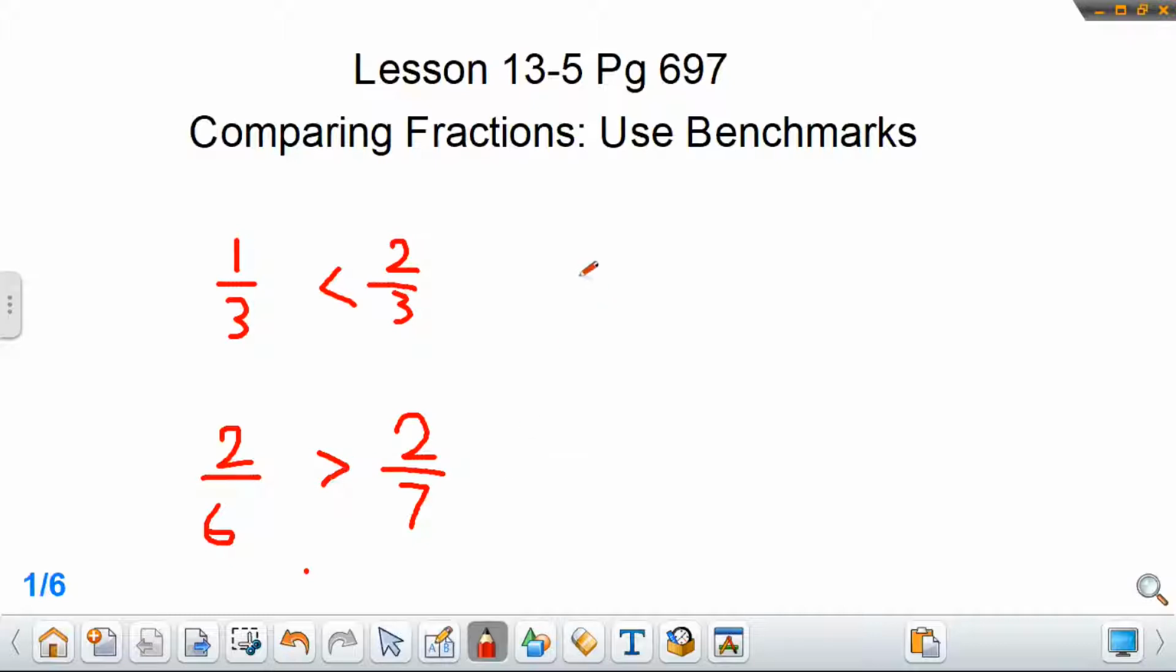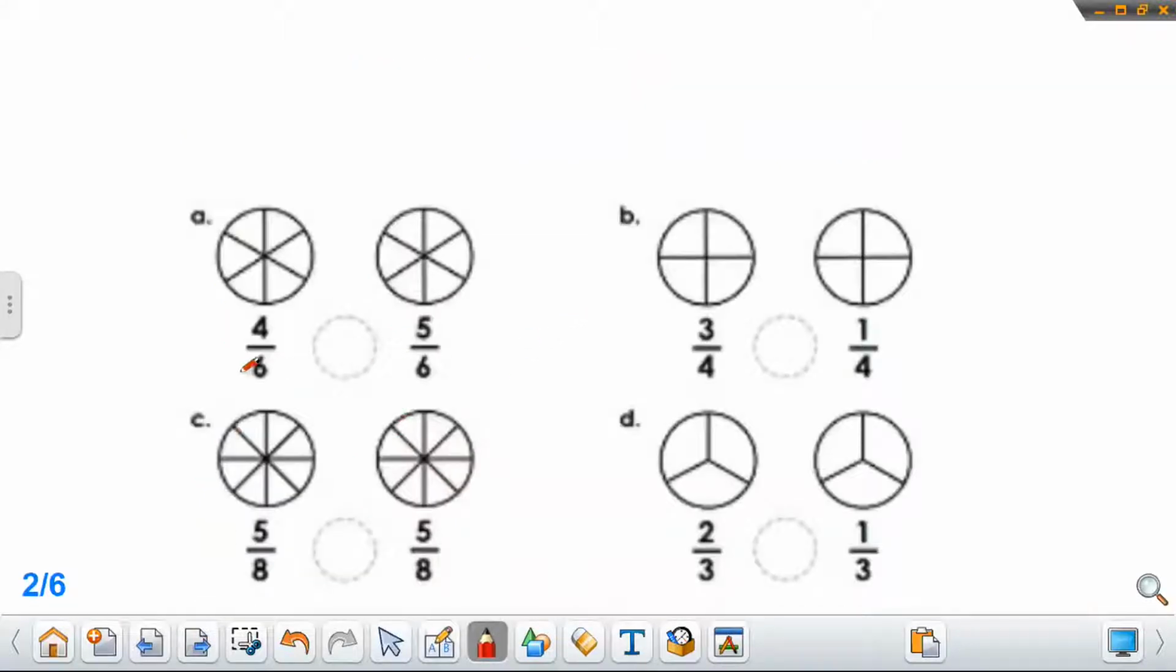So, if we have the same numerator, we choose the smallest denominator. If we have the same denominator, we choose the biggest numerator. It means if both numbers are the same in the bottom, we choose the biggest number on top. If the numbers on top are the same, we choose the smallest number on the bottom. Okay? Let's solve this question. It's about the same denominator.